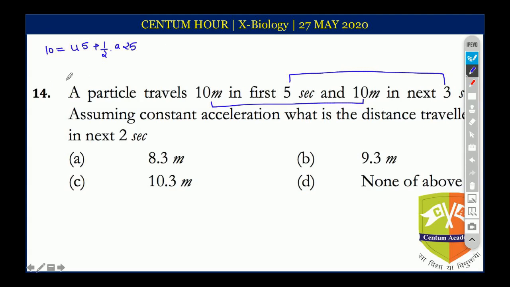So 20 is equal to, again, ut plus half a t square. Y or N? So in that case, can you please calculate for me the values of a and u?